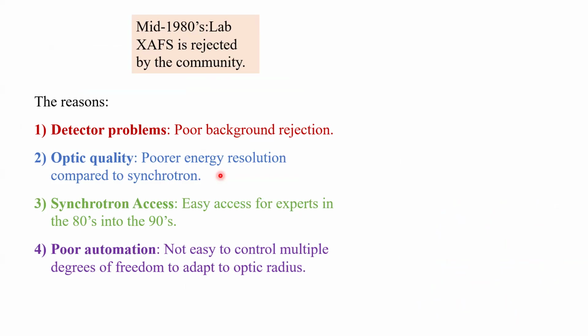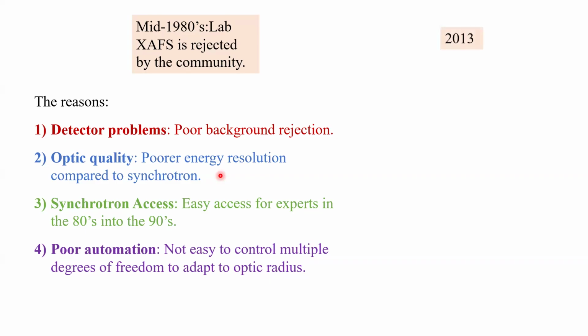And so again, the 1980s lab XAFS was largely rejected, and it was for 4 reasons. The detectors weren't good enough. They couldn't reject backgrounds that caused systematic errors. The optics often weren't very good, which gave you bad energy resolution. It wasn't that hard to get synchrotron access if you were an expert, and only experts were doing XAFS in the 1980s. And the automation really wasn't easy to do back then.